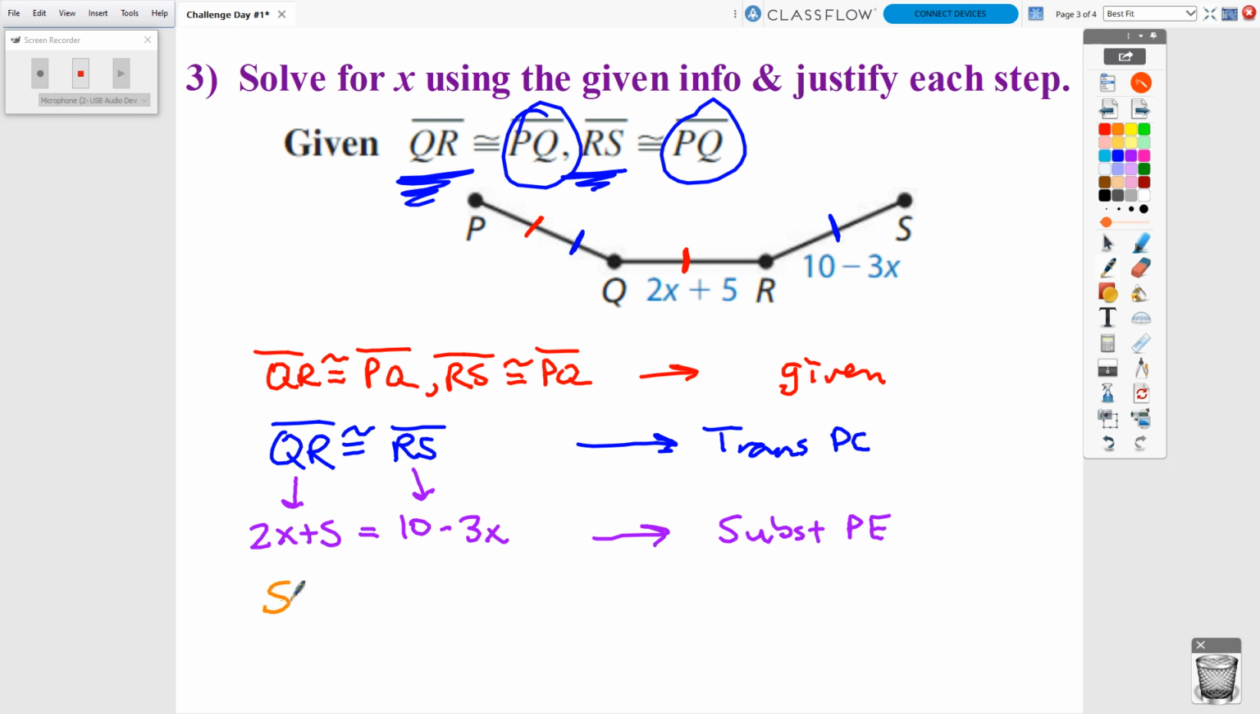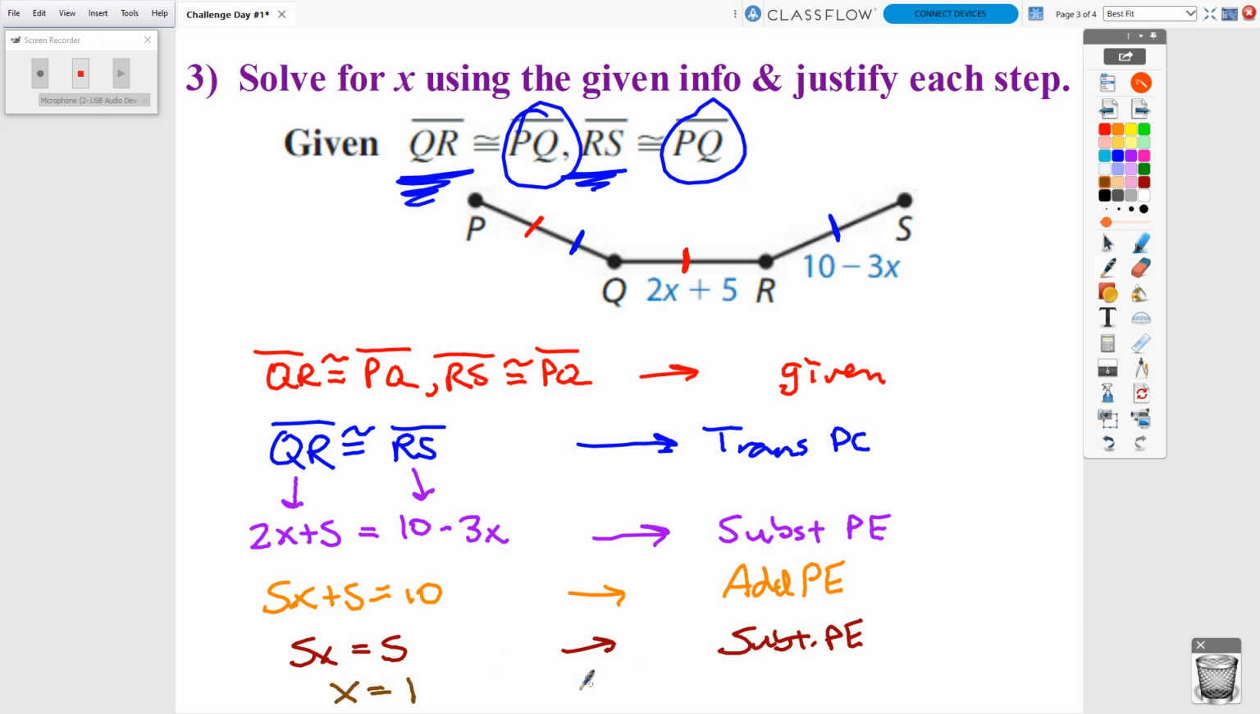Let's add the 3x over to the other side. So now we have 5x plus 5 equals 10. There was our addition property of equality. Let's subtract our 5 over to our 10 to get 5x equals 5. Subtraction property of equality. And last but not least, divide the 5 over to the 5 to get x equals 1 by the division property of equality. So there we go. We solved for x and we justified each step along the way.